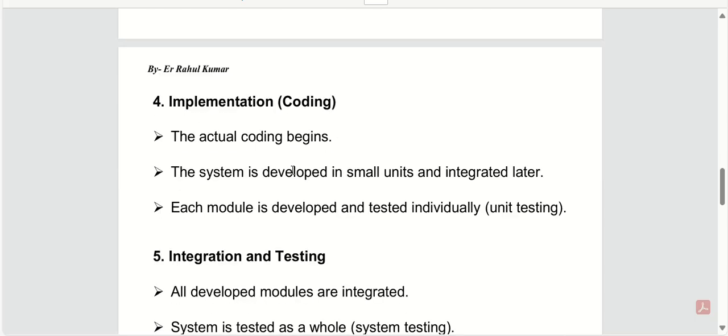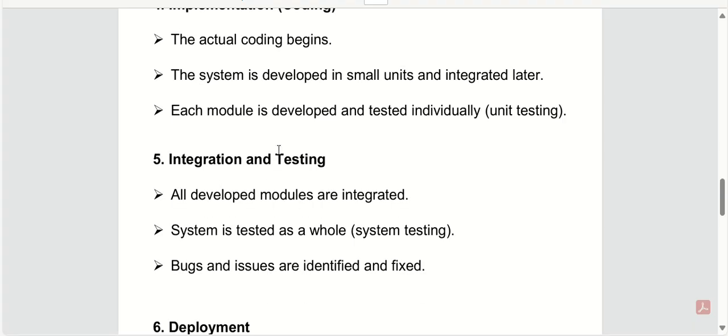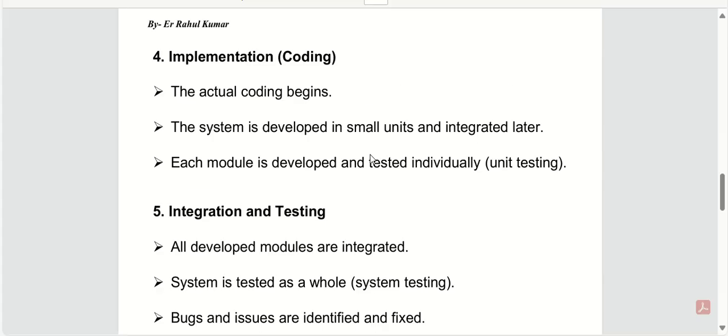Actual coding begins. We have to do the actual coding, like what project we are going to make, which software we are going to make, with the help of any programming language. The system is developed in small units and integrated later. Each module is developed and tested individually, like unit testing. Each and every module has been developed and we have to test it individually. So this is all about the coding part.